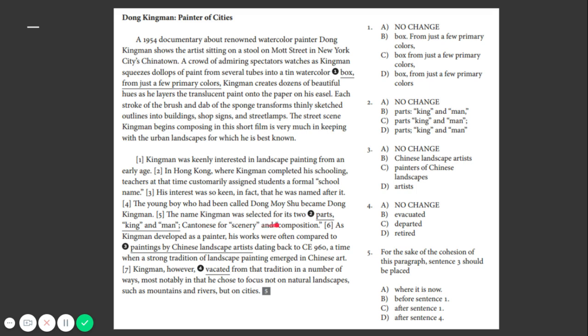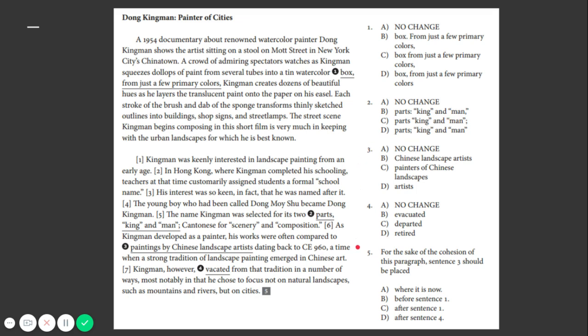The name Kingman was selected for its 2 parts, king and man. That's a full sentence. Cantonese for scenery and composition. That's not a full sentence. So you can't have a semicolon there. Instead, a comma would work well, or an en dash, or a colon. So let's look. We have B right here. This one has a colon first, just like what we're looking for, and it has a comma at the end. So you can see that's pretty much exactly what we are looking for. So the answer there is B.